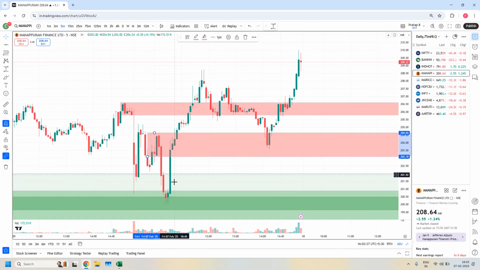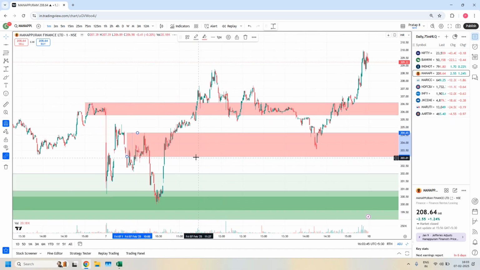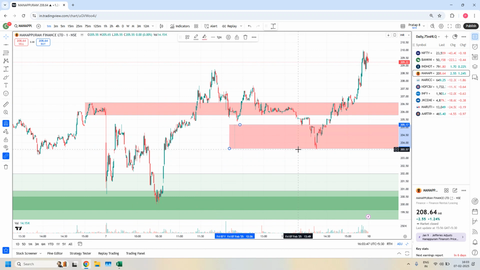Go to the 5 minutes. So sharply it moved. Go to even 1 minute. None of the 1 minute zones would have been violated here. Sorry.